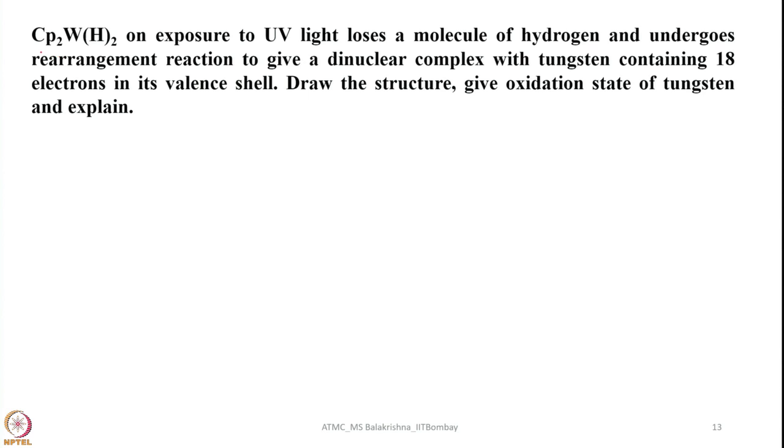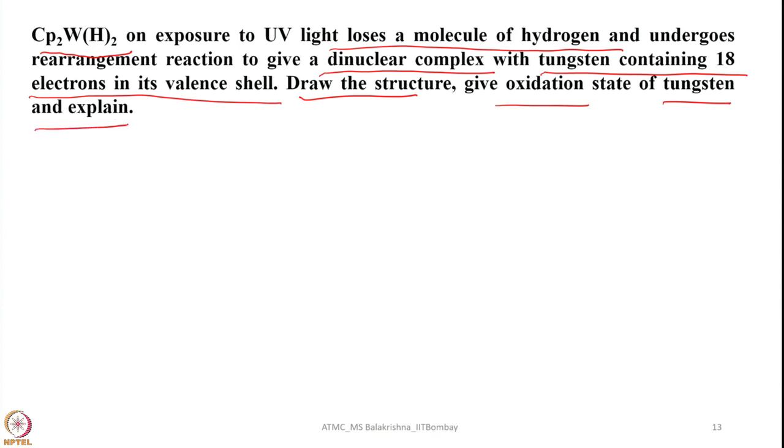Cp2WH2 on exposure to UV light loses a molecule of hydrogen and undergoes a rearrangement reaction to give a dinuclear complex. This is very important, with tungsten containing 18 electrons in its valence shell. That means when it undergoes dimerization, tungsten obeys the 18 electron rule. That means it has 18 electrons in its valence shell. Draw the structure, give the oxidation state of tungsten and explain. So you have to do it.